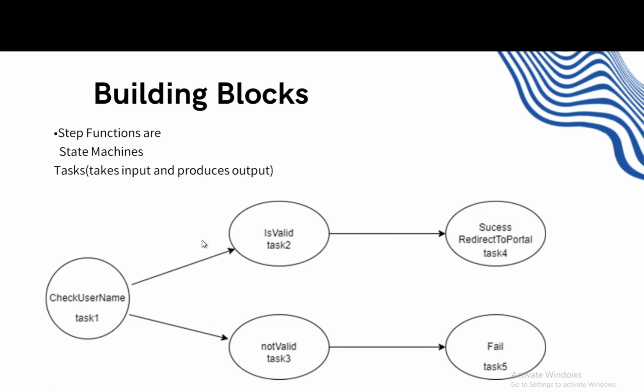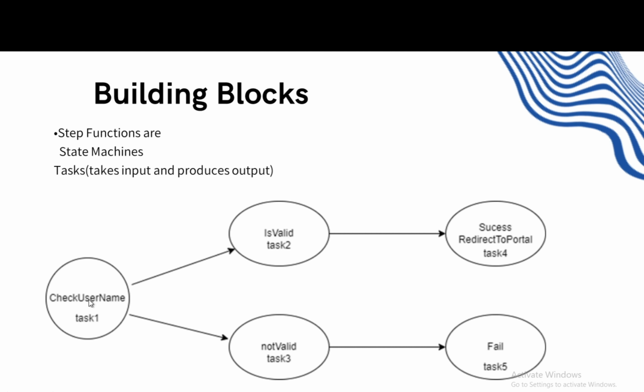Similarly, for AWS Step Functions, as we have seen in the previous example, there is check username. Okay, so check username is one task, is valid is another task, if it is not valid is another task, if it is valid then redirect to the portal, success, this is another task, and fail, this is another task. So tasks are nothing but a series of events that is responsible for executing and passing, if it is true, then passing to another task. And this whole architecture is nothing but a state machine.